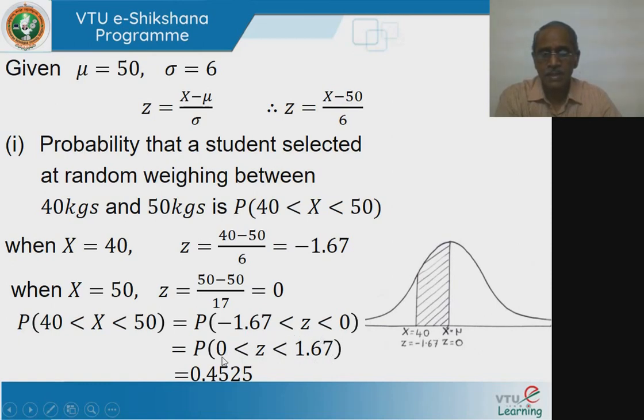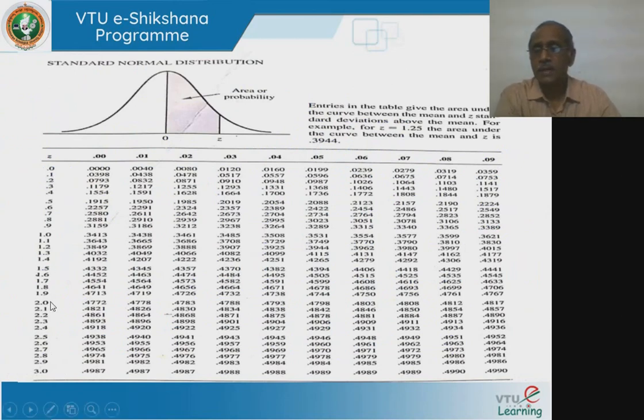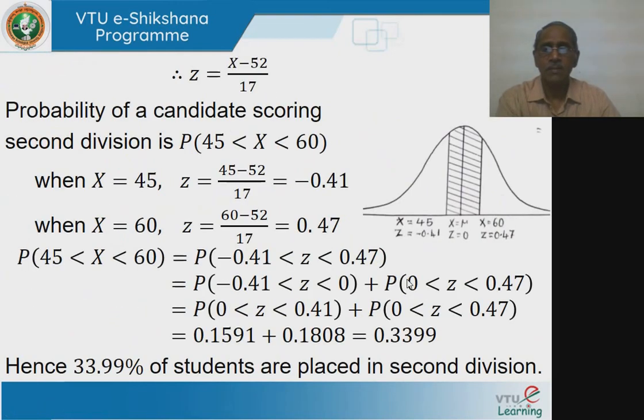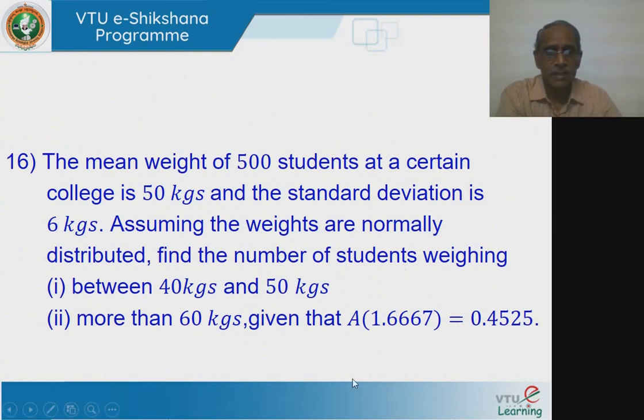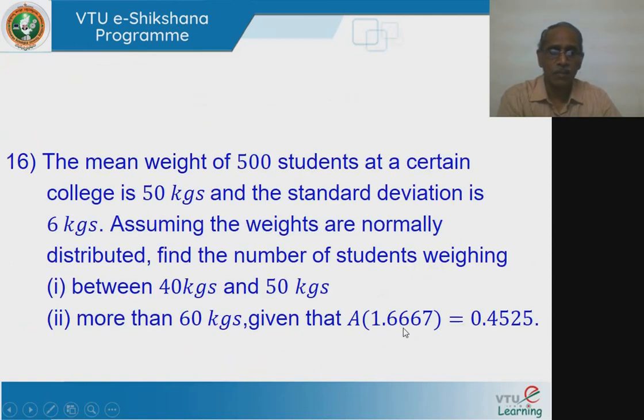For this area, that is the area between z equal to 0 and 1.67, I have to look for z equal to 1.67 in the normal distribution table. It is given in the problem itself. 1.667 can be approximated to 1.67. So the area between z equal to 0 and z equal to 1.67 is given to be 0.4525. You can make use of this value, 0.4525, that is the area between z equal to 0 and z equal to 1.67 given in the problem itself.